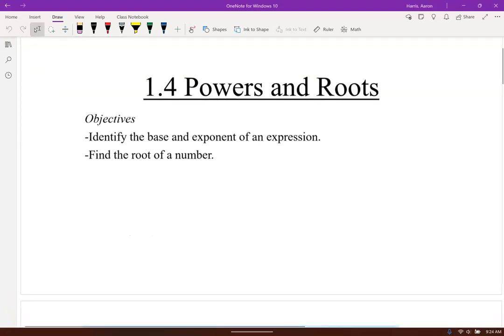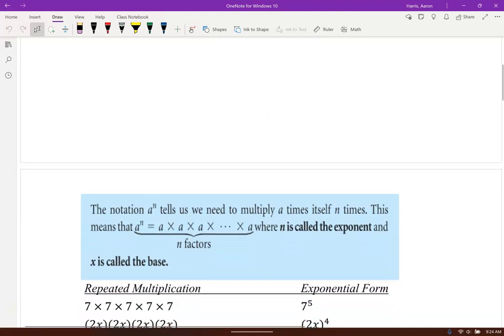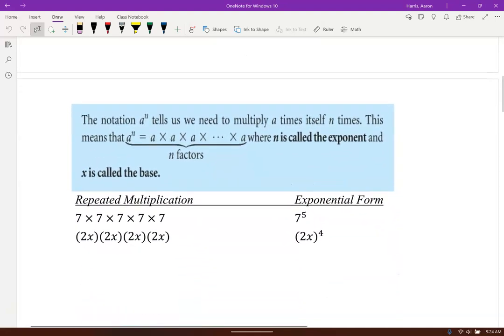So powers and roots, we're going to identify the base and exponent, talk a little vocabulary, and then find the root of a number as well. So if you have 7 to the 5th, this is our base. That's our exponent right there, the 5th. That means that you have 5 7s being multiplied.